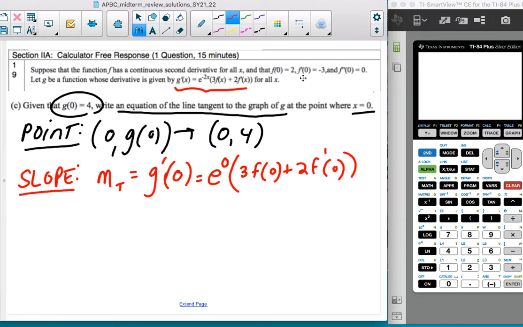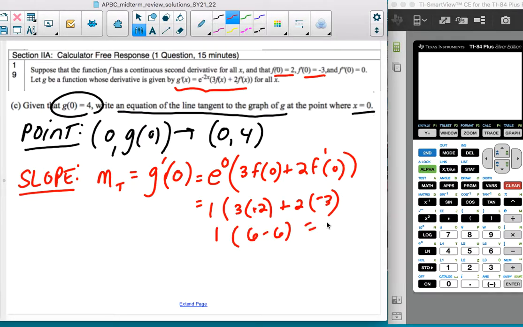So I know all of those things. I know f of 0, I know f prime of 0. So this is going to end up being a 1 times a 3 times 2, plus a 2 times a negative 3. So I end up getting that this is a 1 times a 6 minus 6, which ends up just being a 0.